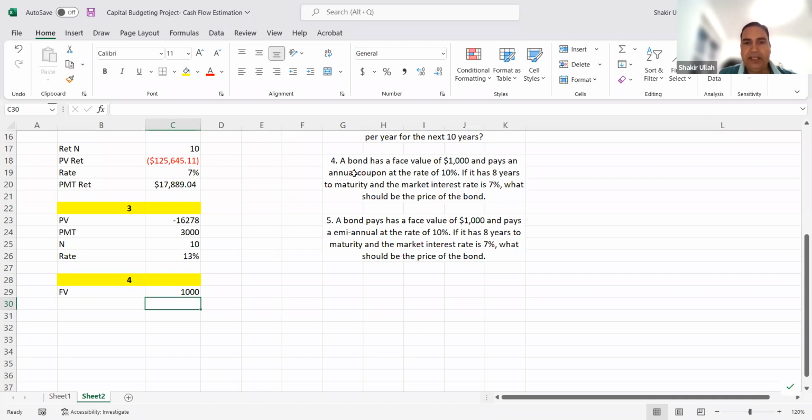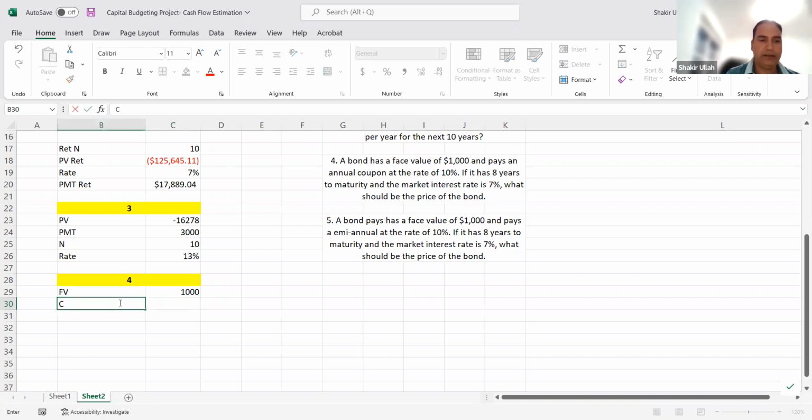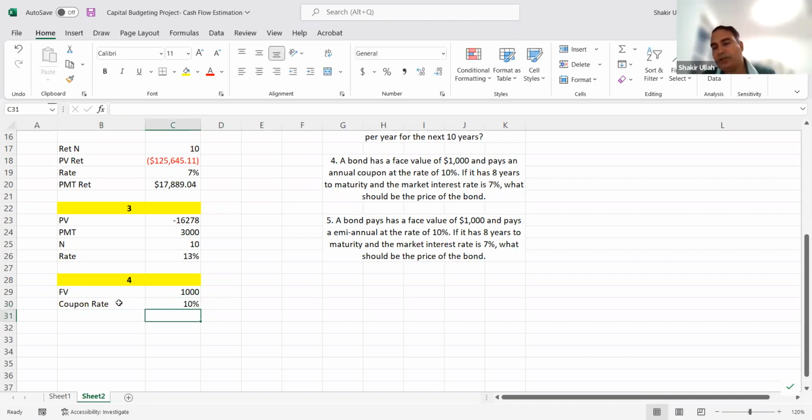And it pays an annual coupon at the rate of 10%. So that is the coupon rate. Now, what is a coupon rate? The coupon rate of a bond is the interest rate that it pays you each year. So in this case, that is 10%. What that means is that when you buy this bond, you will be receiving 10% of its face value each year. So 10% of the face value would be how much? What will be the coupon amount?